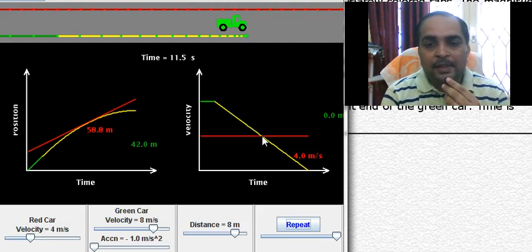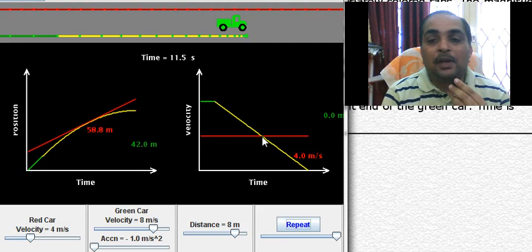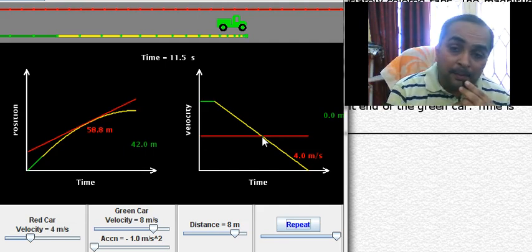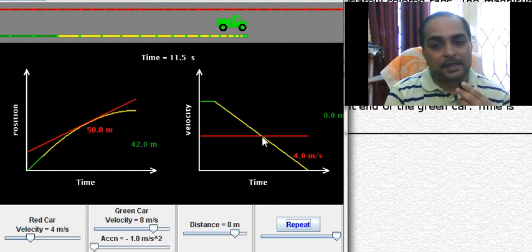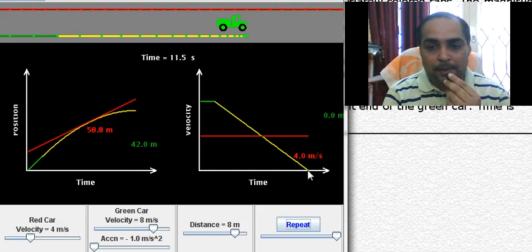Here, when the two graphs meet, beginners may think that the trucks have met each other. The only thing is, here the velocities became equal. Velocities becoming equal doesn't mean that they hit each other. Positions becoming equal means they hit each other. Okay, let us come back. Then velocity reduced. Finally the green color truck stopped.